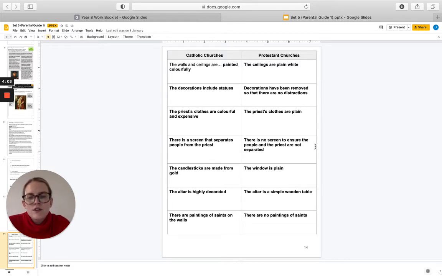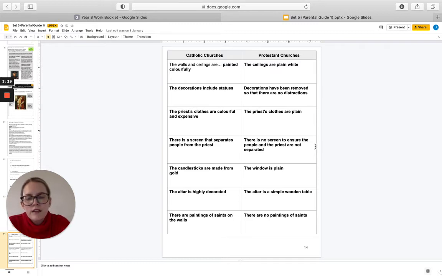In Catholic churches, you've got a screen that separates people from the priest, but in Protestant churches, they don't want any separation between people and the priest, so there isn't a screen. In Catholic churches, they've got candlesticks that are made from gold. In Protestant churches, they've got windows that are all plain. So as you can see, there's a bit of a running theme here that the Protestant churches are a lot more plain than what the Catholic churches would have been.